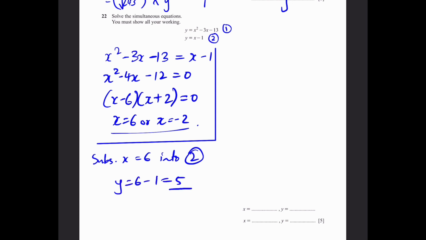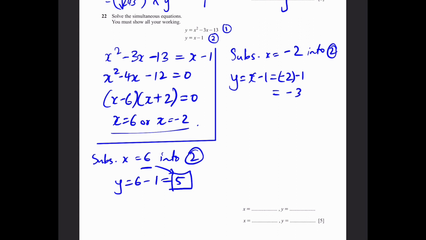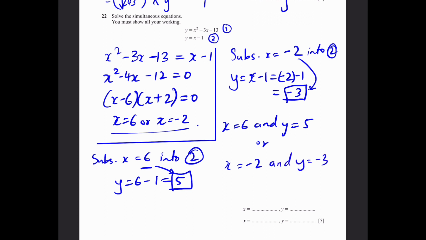1, which is equal to 5. So x equals 6, y equals 5. Now substituting x equals minus 2 into equation 2, we get y equals x minus 1, which is equal to minus 2 minus 1. That will be minus 3. So x equals minus 2, y equals minus 3. So that means x equals 6 and y equals 5, or x equals minus 2 and y equals minus 3. These are the answers.